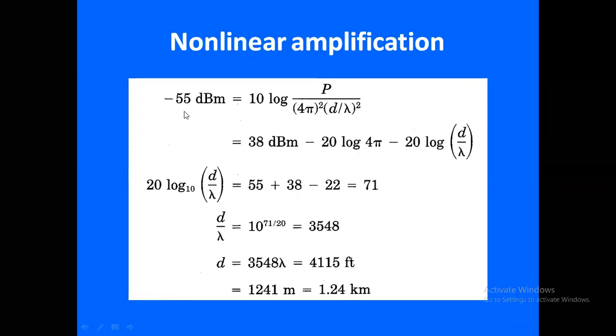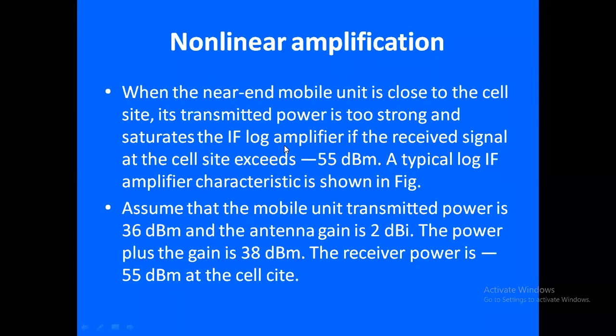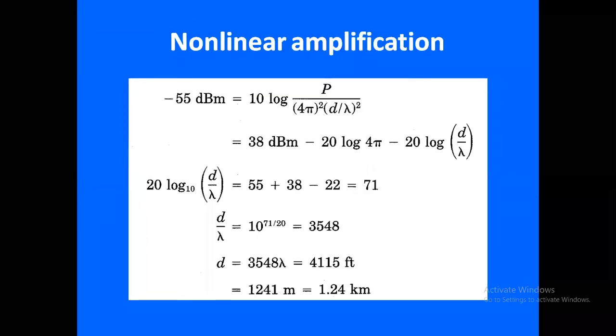So we want a power of minus 55 dBm between the two cells, between the two channels. This should be equal to 10 log P by 4 pi square D by lambda square. But there is a power of 38 dBm due to the transmitted power and the antenna gain. So this is 38 dBm here.